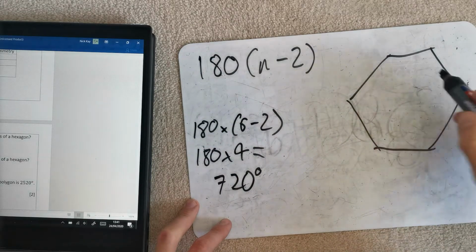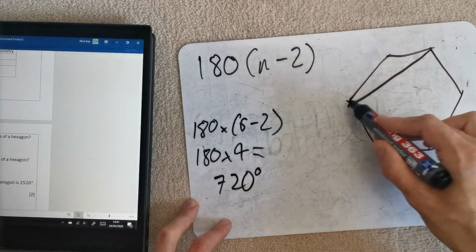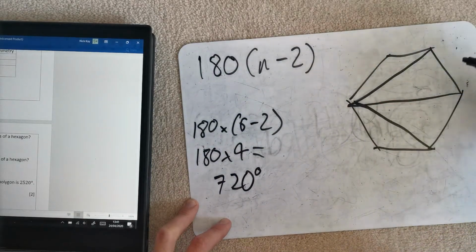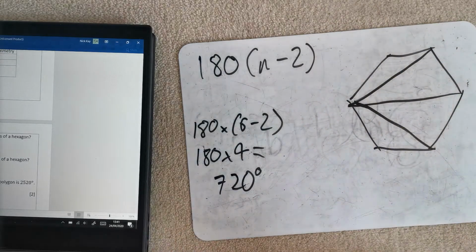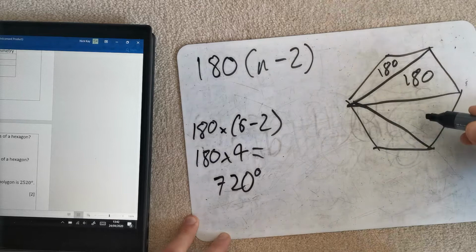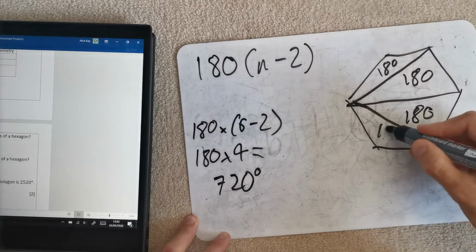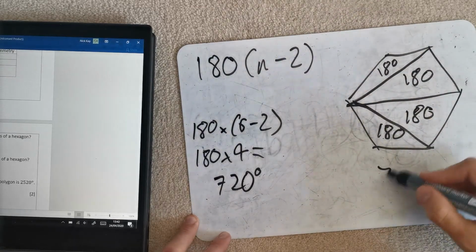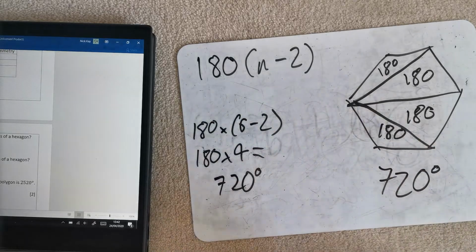If you do it this way, where you're splitting it into triangles, 1 triangle, 2 triangles, 3 and 4 triangles, okay? So that's 180, that's 180, that's 180, and that's 180 as well. Add them all together, again, you get 720 degrees. 2 different ways you can think about that one.